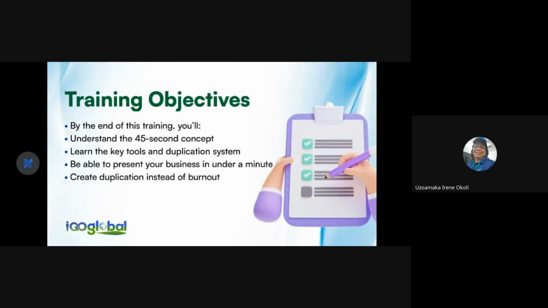Now, in these training objectives, by the end of this training, these are the things you would understand. You understand the 45 seconds concept. You also learn the key tools and duplication system. It's not about speaking grammar or blah, blah, blah. You will have them practically explained so that it sticks deeper into your head. And then you'll be able to present your business in under a minute.